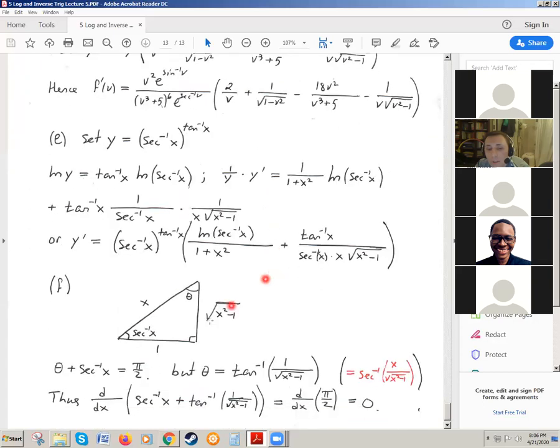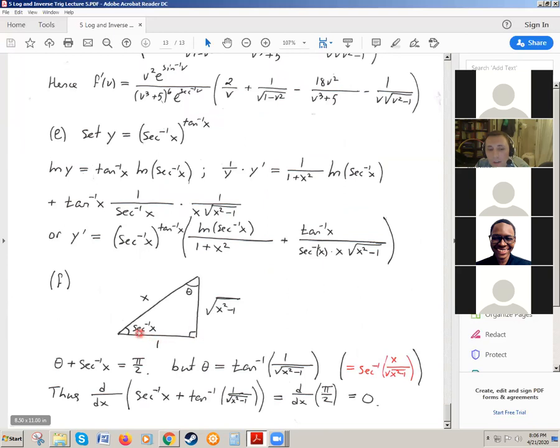Well, let's see. So if I draw this right triangle and I place this as secant inverse of x, it means that if I apply secant to this angle, then I get x, which means hypotenuse over adjacent is x. So I can label the hypotenuse as x, adjacent as 1. And then by completing the triangle, I know that the remaining side is root of x squared minus 1. Are you with me, guys? You see that the remaining side is root of x squared minus 1.